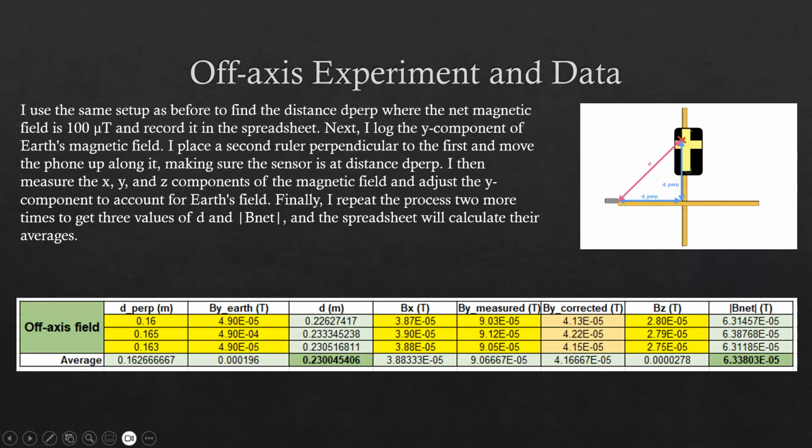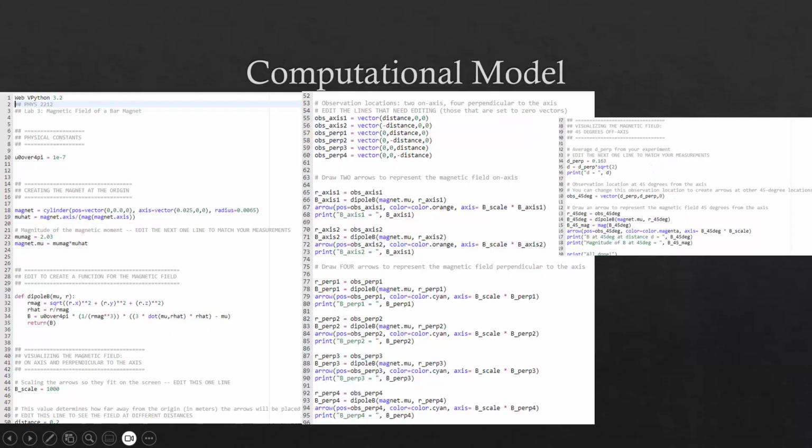So here's the distance. All of them are approximately 0.16. This is the magnetic field due to Earth at my current location. And then this is the X component and the Y component. However, the Y component is influenced by the magnetic field of Earth, so I subtracted it and got the corrected value. And then this is the Z component, and this is the net magnetic field.